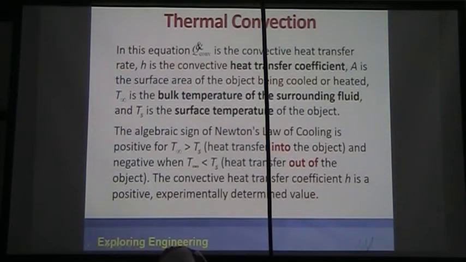All right, so our algebraic sign for Newton's law of cooling is positive for the temperature of the fluid being greater than the temperature of the surface. So in that case, we have heat transfer into the object, and negative when T infinity is less than T surface, that's heat transfer out of the object. The convective heat transfer coefficient H is a positive experimentally determined value.